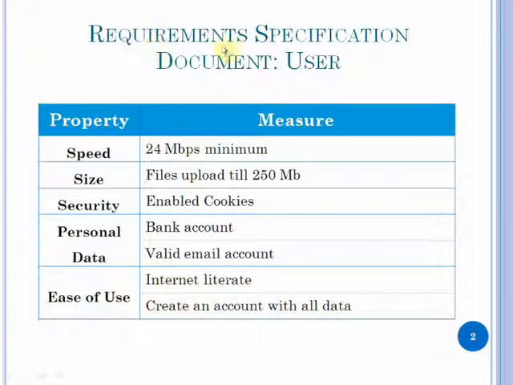We developed the requirement specification document, in this case the user document. So the internet of the user must have a minimum speed of 24 megabytes per second. The size of the files he must upload can't exceed 250 megabytes. He has to enable cookies. He has to have a bank account, of course, in order to pay for the products, and a valid email account so we can contact him.